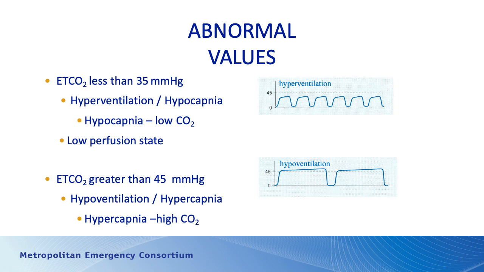So let's talk about some series of waveforms. Here on the top is a waveform where the patient is hyperventilating. If you measure the period of time, the patient's having more than 12, 14 breaths per minute, and they're breathing faster. And because they're breathing faster, they're eliminating carbon dioxide from their lungs, and the amount of carbon dioxide per breath is less. So this is hyperventilation.